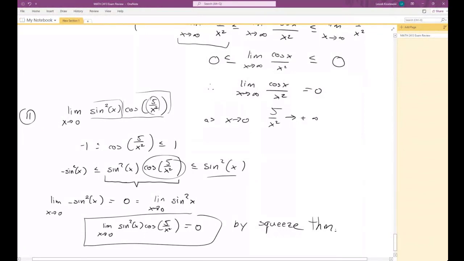All right, so I did mention the squeeze theorem, so that's half of it, I guess. All right, we have to talk about continuity.